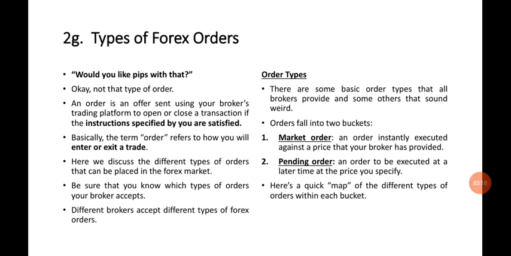Order types. There are some basic order types that all brokers provide, and some others that sound weird. So orders fall into two buckets. The market order, which is an order instantly executed against the price that your broker has provided, and then we have a pending order, an order to be executed at a later time at the price you specify. Here's a quick map of the different types of orders within each bucket.